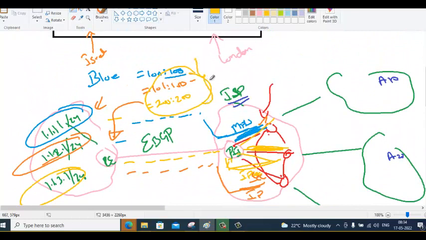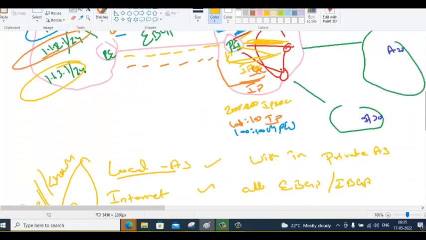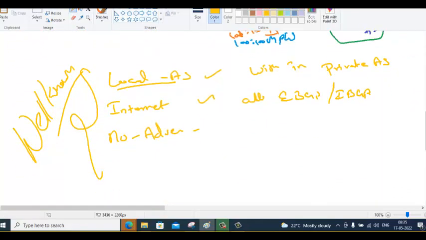ISP decides the meaning of the number. They share the number with the customer, and the customer uses the number. When the packet comes to the ISP, the ISP provides the service as per the number, as per the tag value. So let's see some more well-known attributes. I think one or two are missing.